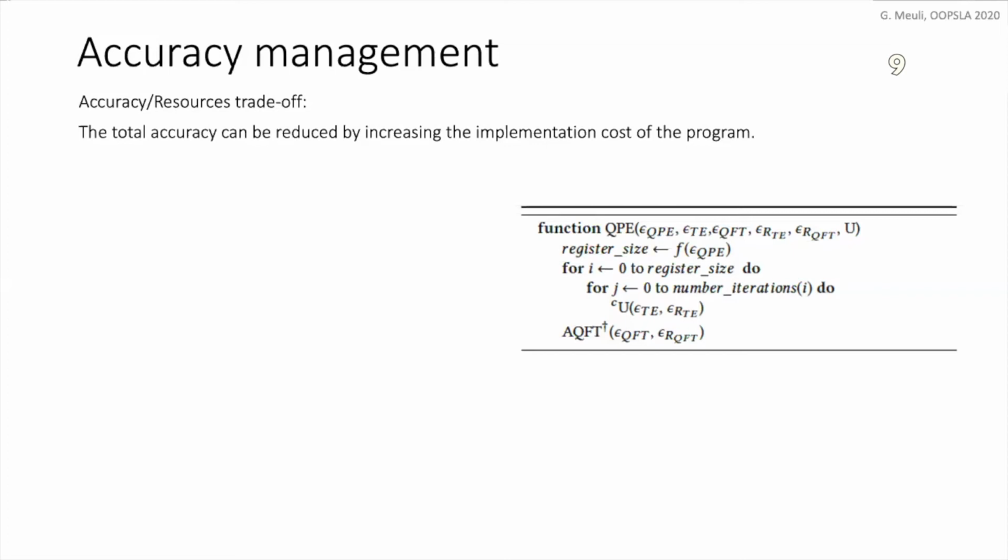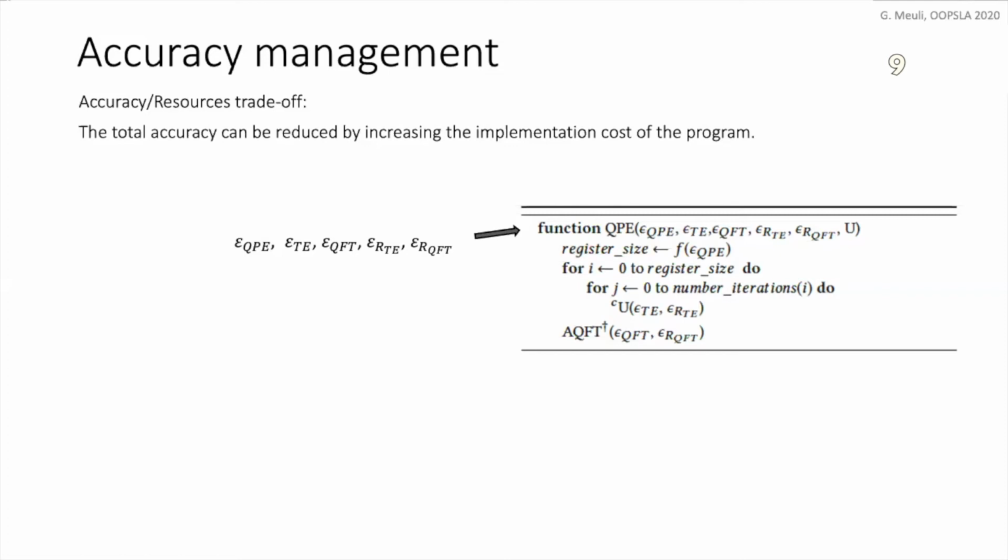Tuning the accuracy parameters means taking into account both the total accuracy budget for a given program and its implementation cost in terms of the quantum resources required to perform it. Indeed, it is possible to reduce the approximation by increasing the number of operations. In order to assign the most appropriate values to the accuracy parameters, the programmer must engage in an iterative process. This starts by assigning some initial values.